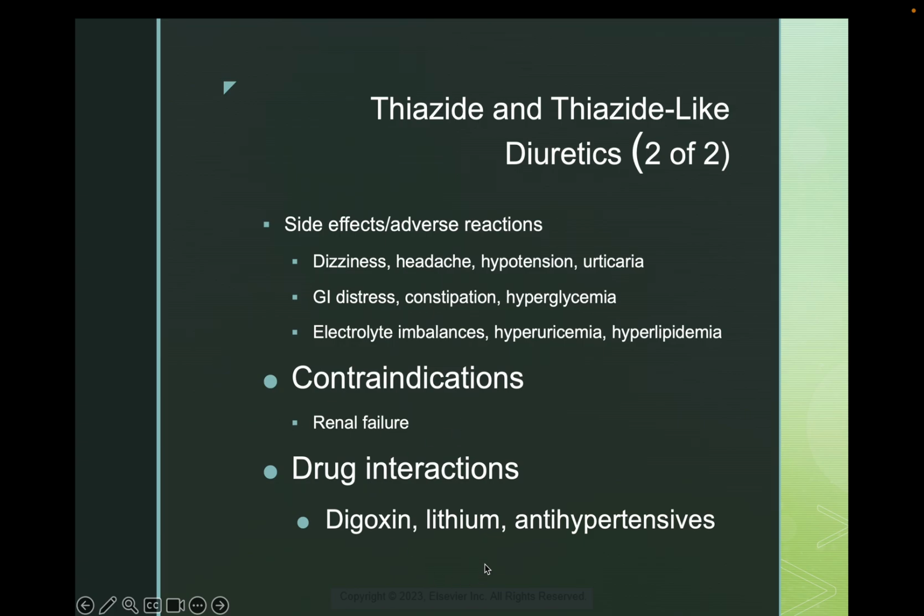So if we give a drug like a diuretic, whose primary mechanism of action is to work on the kidneys, if the kidneys don't work, then the drug is not going to be effective. Other interactions we always need to consider are a lot of our cardiac drugs, like digoxin and lithium and our other antihypertensives. We want to make sure that we are not giving something in conjunction with a diuretic that could potentially be dangerous.